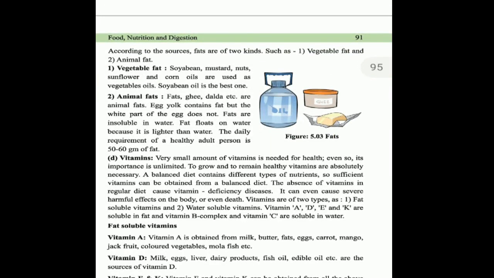Depending on the source, you can say vegetable fats and animal fats. Vegetable fats you will get from vegetable oil, soybean. Animal fat sources are ghee, dalda, egg yolk, etc. So the basic components of fats or lipids, you can say, are fatty acid and glycerol. The combination you can say is fats.